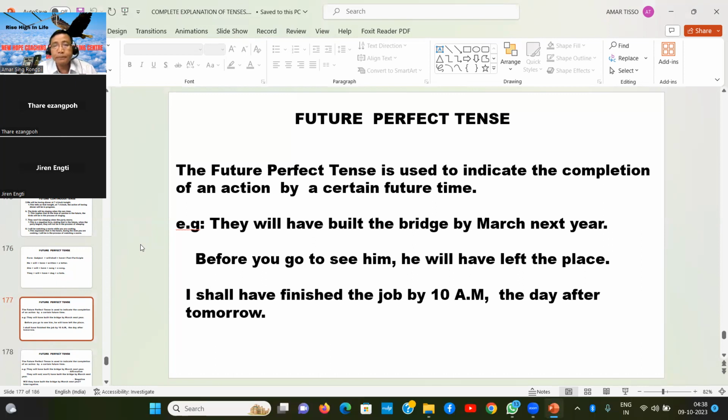For example, here: They will have built the bridge by March next year.